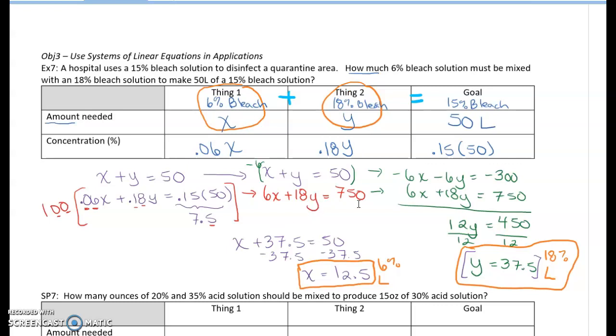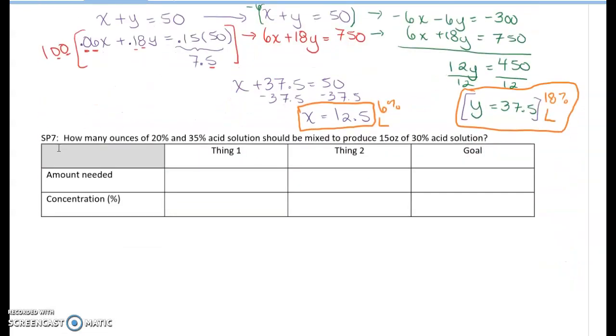All right, that can get a little messy, so hopefully you followed that. Once you pull out your equations, you can solve however you like. That's just one way to solve using elimination and getting rid of the decimals. So go ahead and try SP7 on your own. It's a very similar setup. I'll put the answers over here that you can double check when you've gone through it.